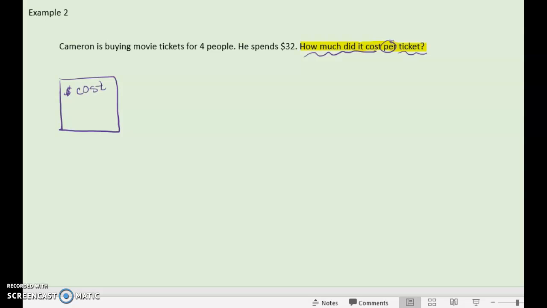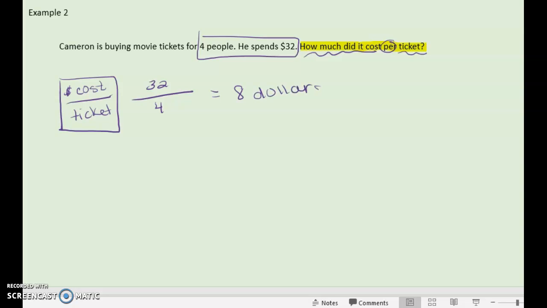So what is the cost? This is the first part. Per is my line, and ticket. All right, so that's the hard part. Now we're just going to plug in the numbers. 4 people and $32. So the cost is in the numerator, which is $32. The people is 4. And now we're going to divide. 32 divided by 4. We have to go in order. Is 8. 8 what? Dollars per ticket.